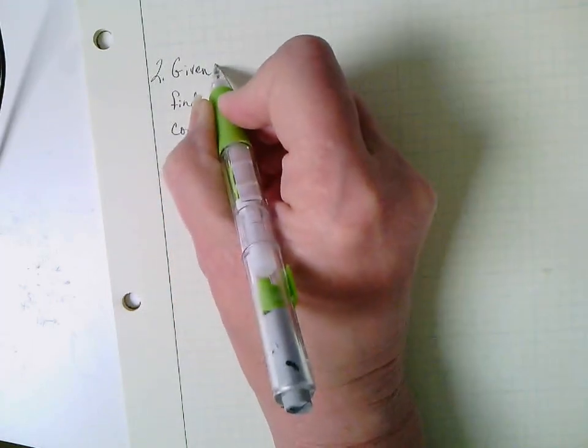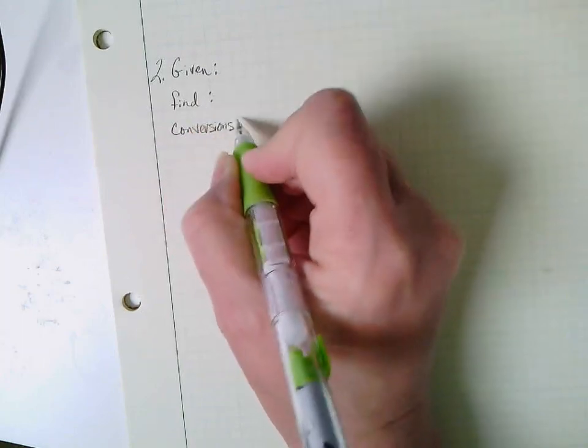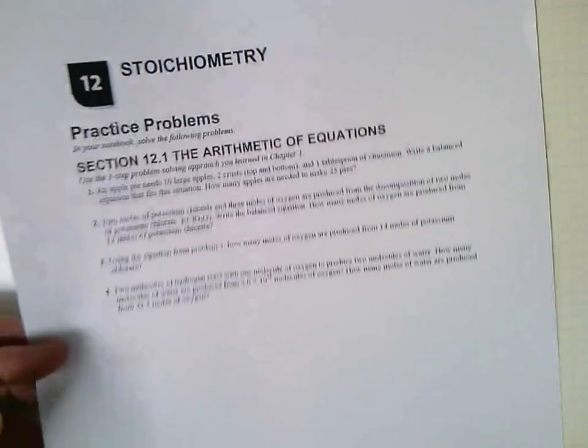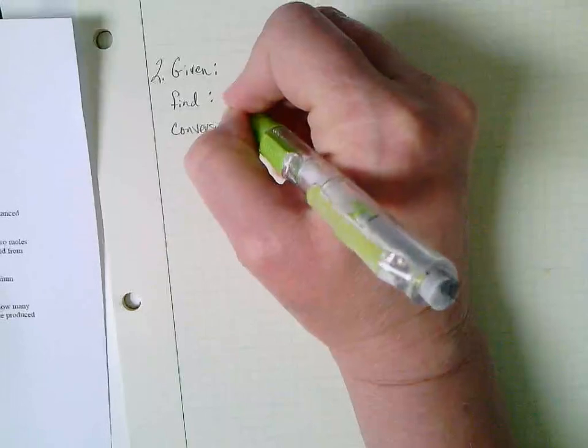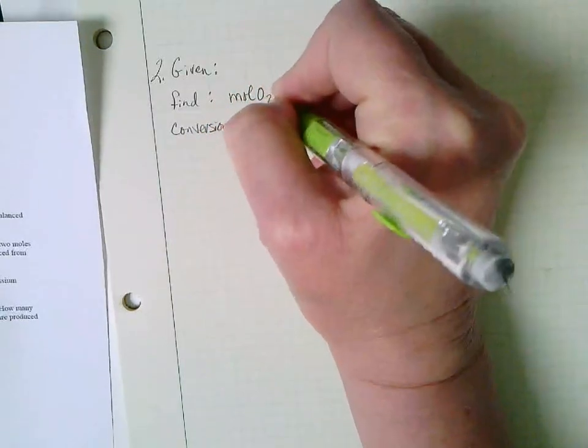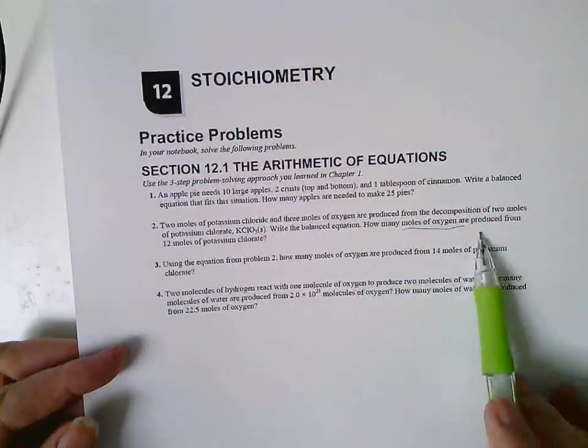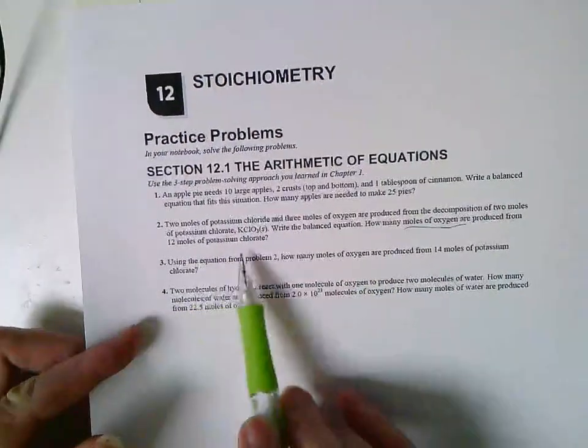You're going to first write that balanced equation, and I'm not going to write it for you, but it says write a balanced equation. Then it says how many moles of oxygen. So moles of oxygen is what I'm trying to find. Moles O2, produced from 12 moles potassium chlorate.